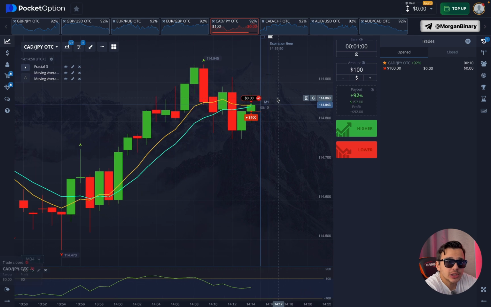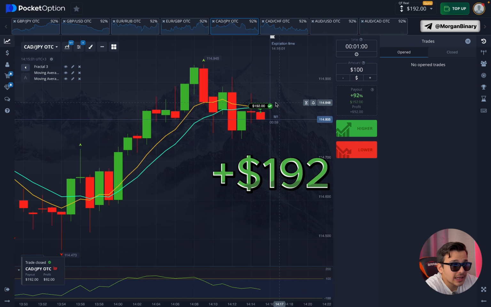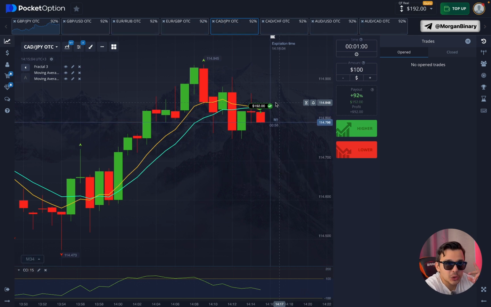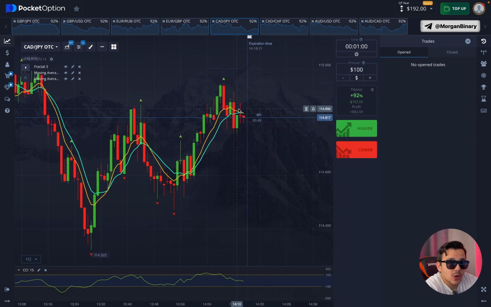Unfortunately, the first trade closed in negative. However, I believe there shouldn't be any issues with the second trade, which should close in the last few seconds. And indeed, in the last seconds, the trade closed in profit. Excellent. I acknowledge we were a bit lucky here.